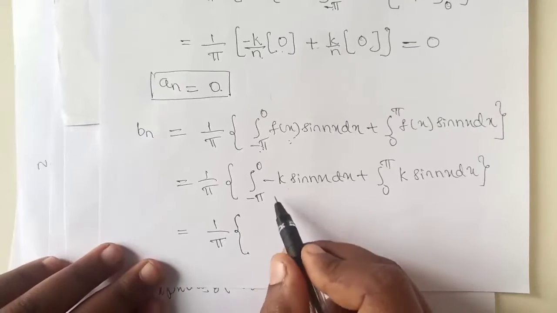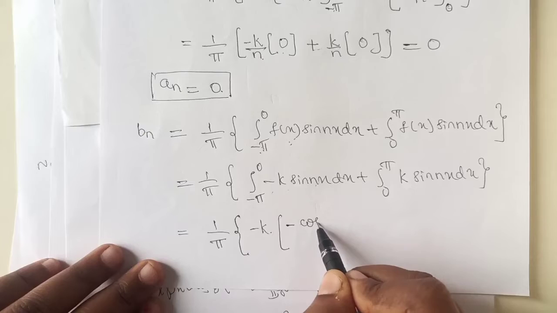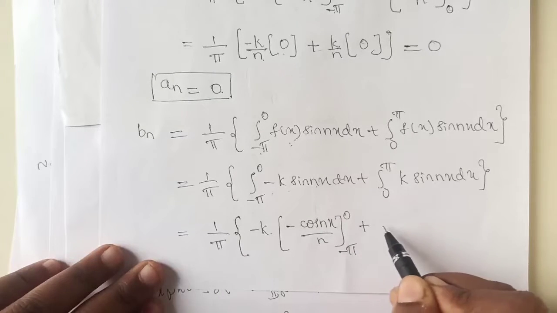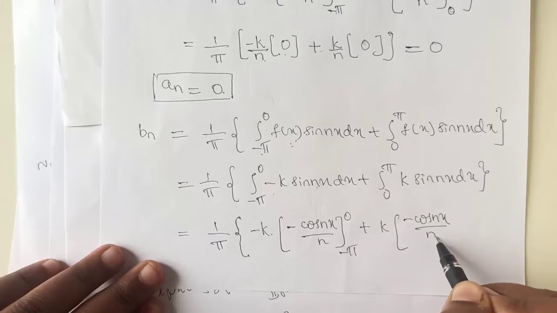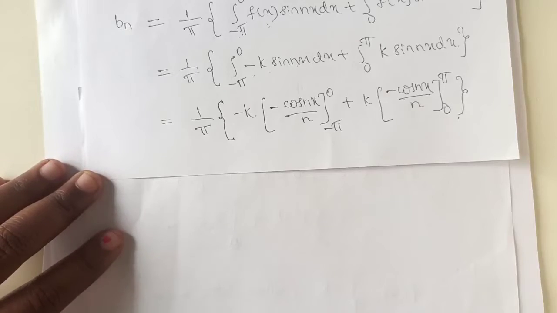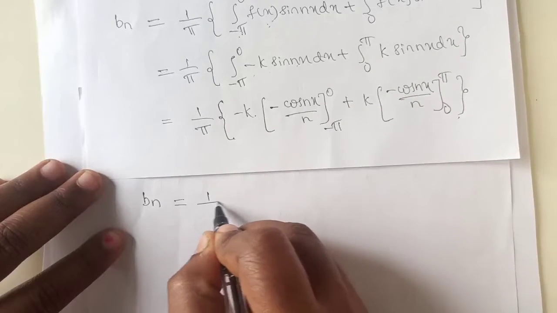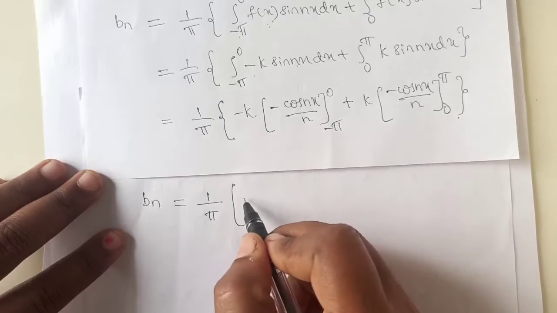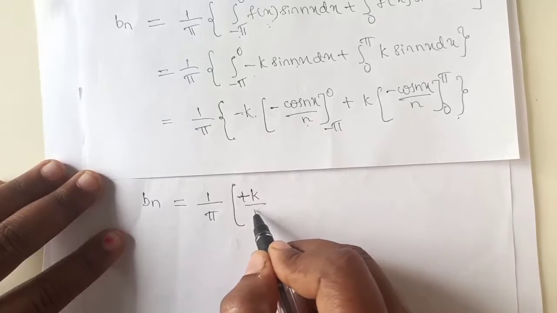Integrating, we get minus k becomes constant. Sin nx integration is minus cos nx divided by n, limits are minus pi to 0, plus k into minus cos nx divided by n, and the limits are 0 to pi. Okay, now applying limits, upper limits and lower limits, we get 1 by pi. Minus k as it is, so minus into minus plus k by n we take outside.